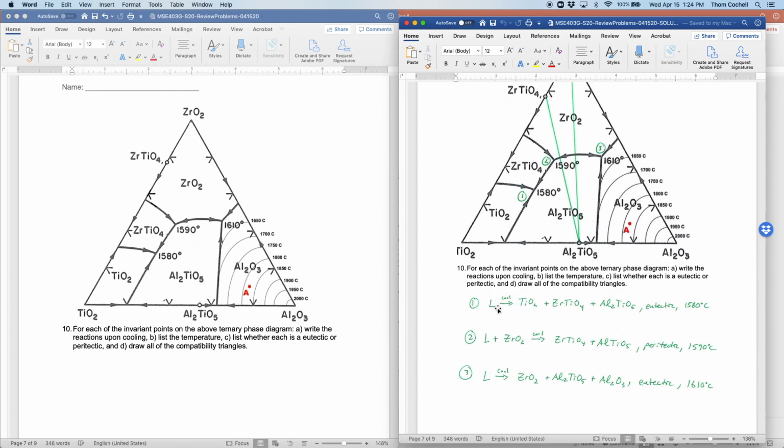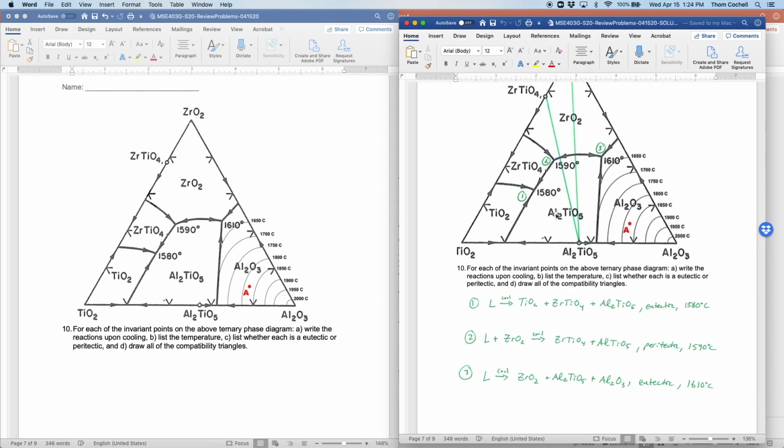So it's obviously upon cooling, going to be a liquid goes to the 3 solid phases for eutectic. So liquid goes to those 3 solid phases, and same thing for 3 as well. So liquid goes to 3 solid phases. We know it's eutectic on both of those, and the temperatures are given by the temperature on the diagram. So that's listed right where the invariant point is. So that's where you're getting that number.